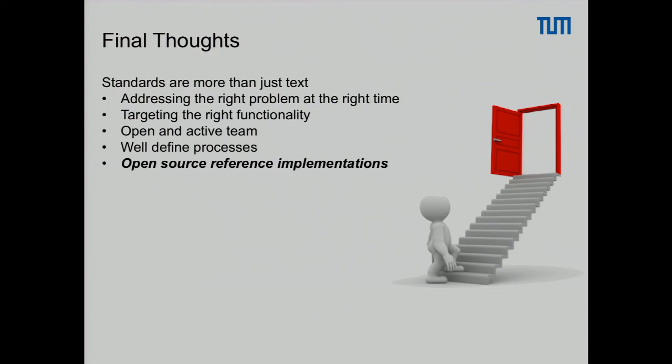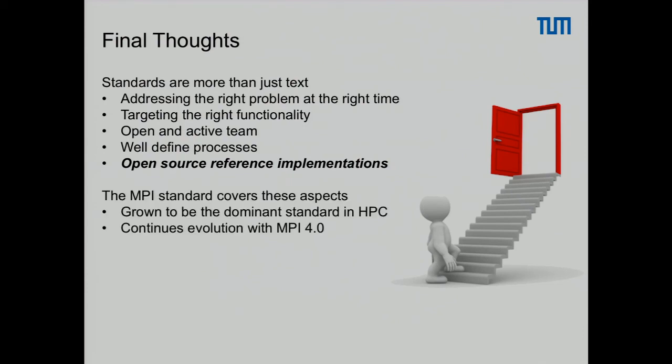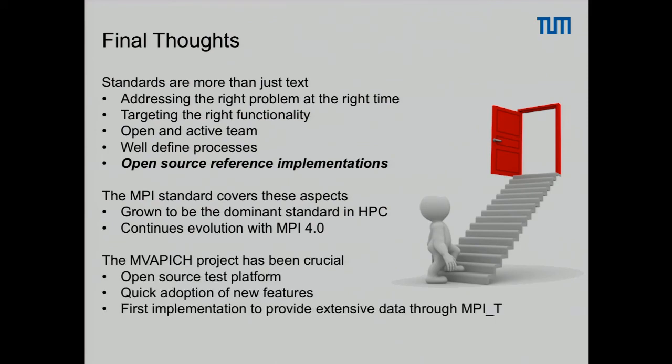And I can't stress enough that we need open source reference implementations like MVAPICH that show us what works and what doesn't work, that get implemented, get in the hands of the users, and are prototyping vehicles. This is really important to drive the standard. And I think with MPI, we cover these aspects very well. That's, I think, why it has grown to be the dominant standard in HPC. And we're continuing the evolution with MPI 4.0. That will be out very soon. If you want previews of that, let me know, and I can point you in the right direction.